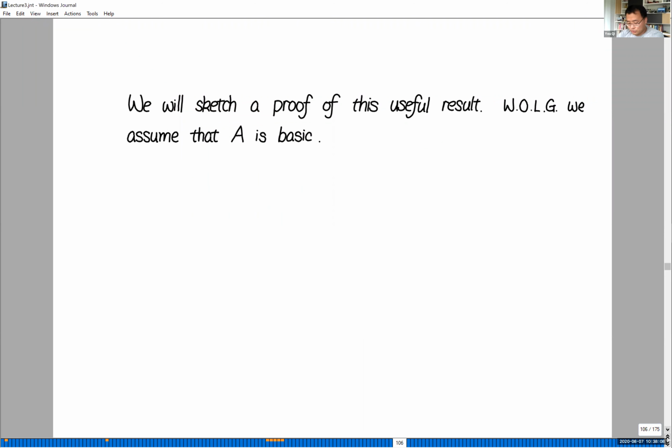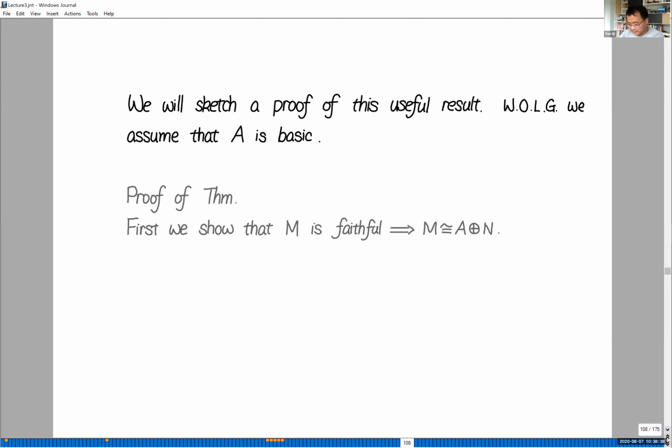So now let's try to give a sketch of proof of this beautiful result. Because it's a short course, we should have at least one proof for every lecture. Without loss of generality, we assume that A is basic. In its Morita equivalence class, you can always do this, and it doesn't affect its representation theory. If you want to look at the non-basic case, you can go to our paper and see how to deal with it. So when A is basic, the first fact is that whenever M is a faithful module, then M is always a direct sum of a copy of A with a complementary submodule N.